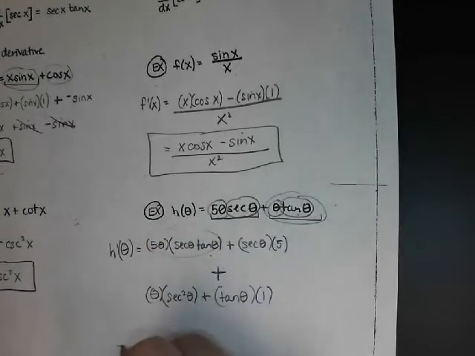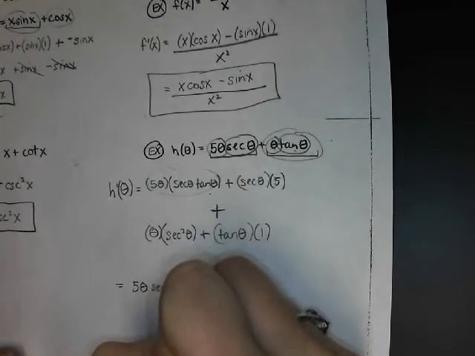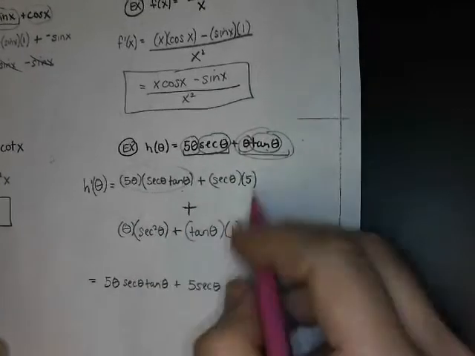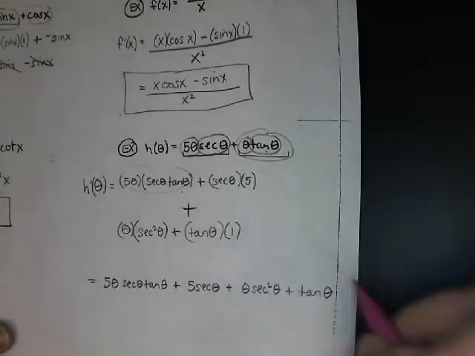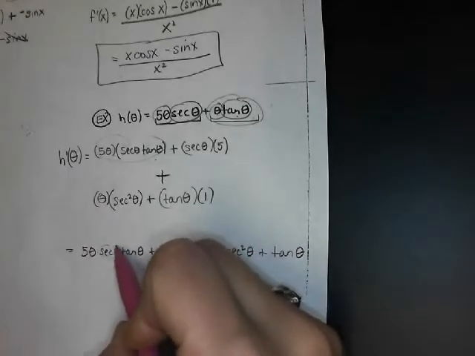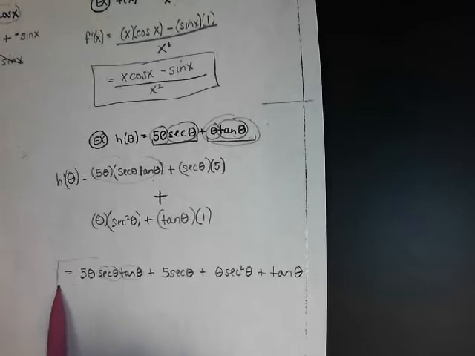So when I clean that up, oh boy, I'm going to get 5 theta secant theta tan theta plus 5 secant theta plus theta secant squared plus tan theta. The only thing I could think of that you might do to simplify this would be, there is no combining like terms. Maybe here we could do a 1 over cosine and a sine over cosine and multiply those and have a denominator of cosine squared. But, you know, I'm not just going to start doing stuff.